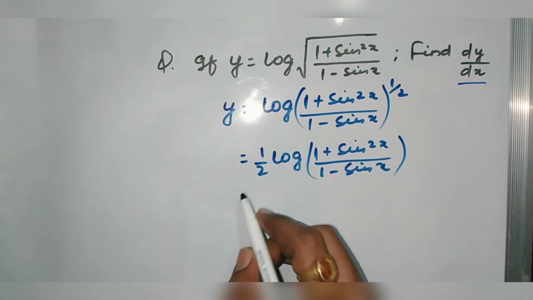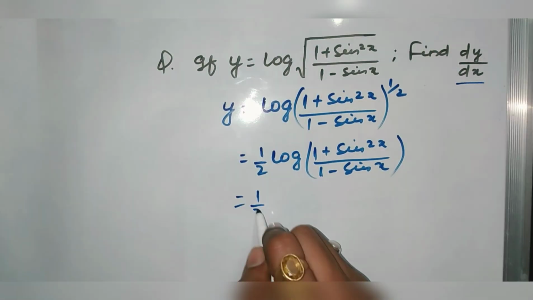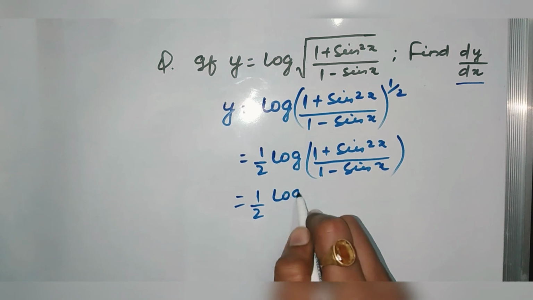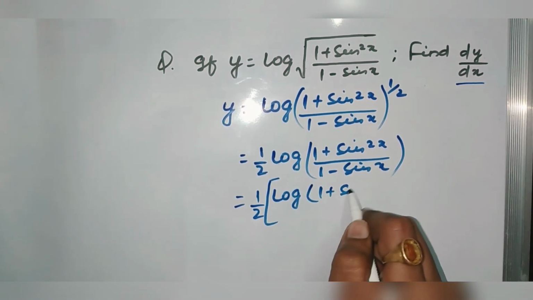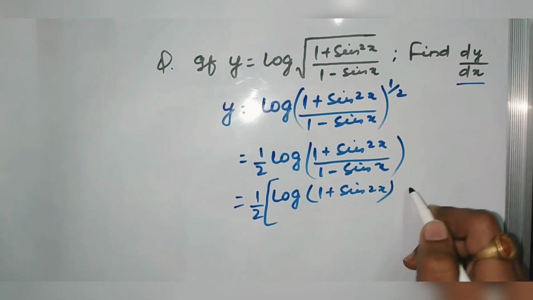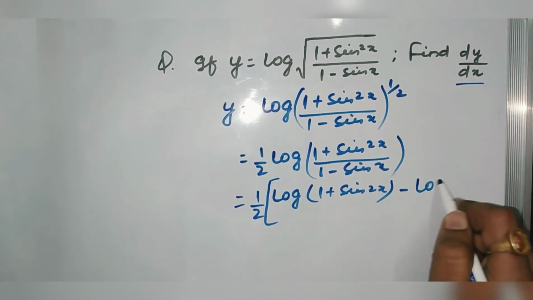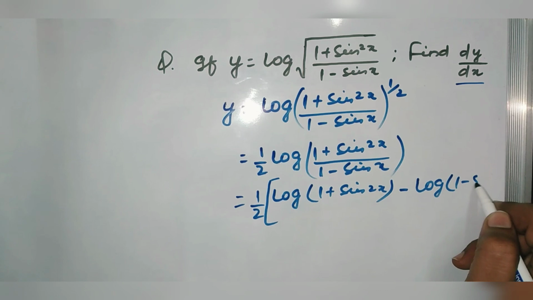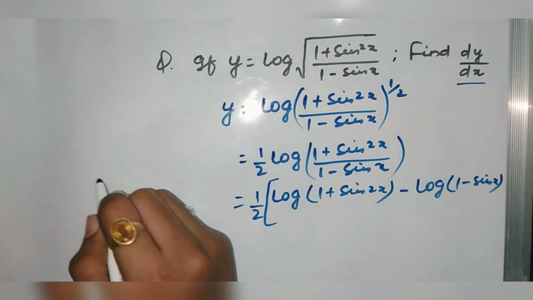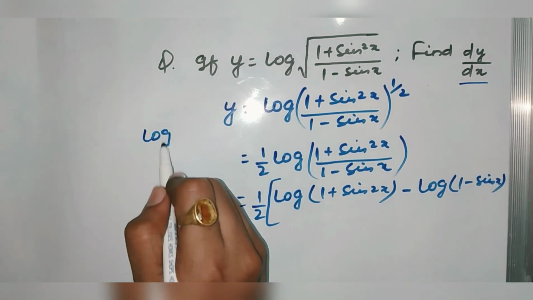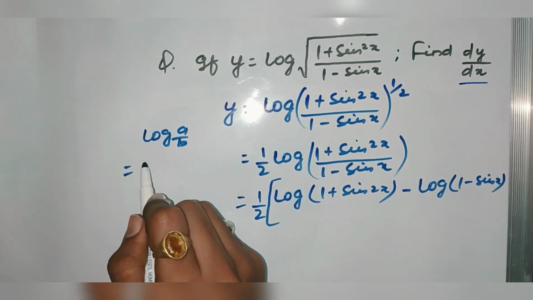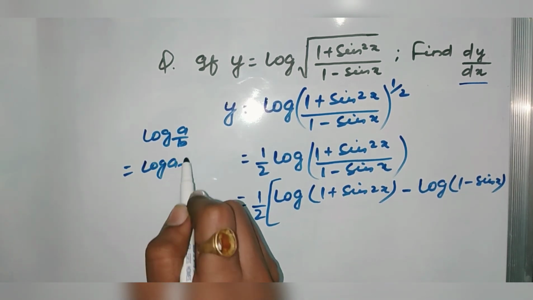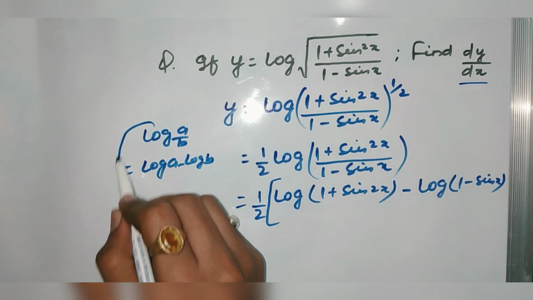Now in the next step we will be using the properties of log, so we can write log (1 plus sin x) squared minus log (1 minus sin x). There's a formula that log a upon b can be written as log a minus log b. This is the formula of log.